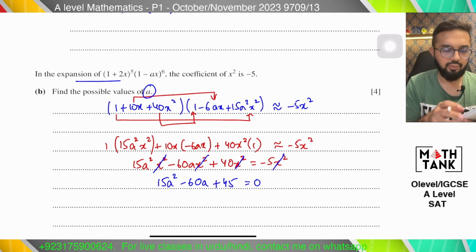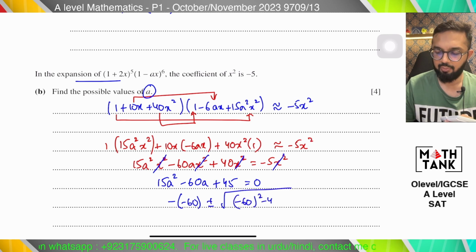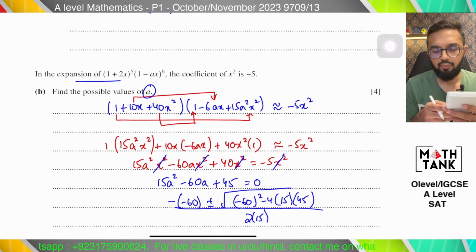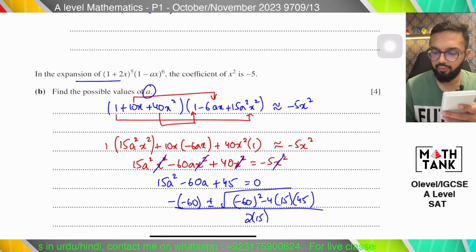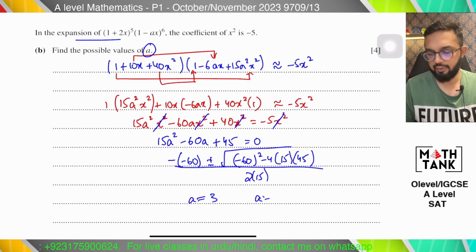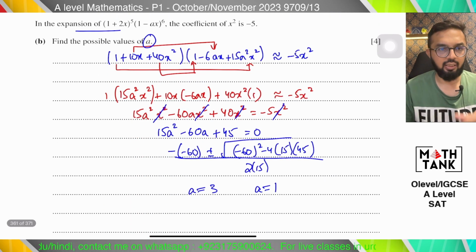Let's see if I can solve that on my calculator. I'm going to do minus b plus or minus root of b squared minus 4ac over 2a. 15, minus 60, 45. That gives 3 and 1. Let's see if there was some limitation. I don't think there's any limitation. You can have both values. So a is 3 and a is 1. Let's check if those are the correct answers.